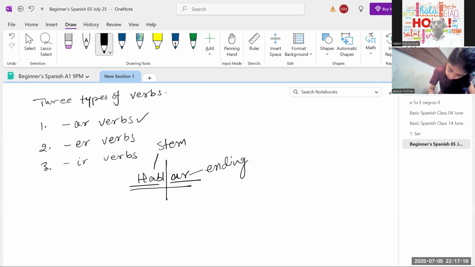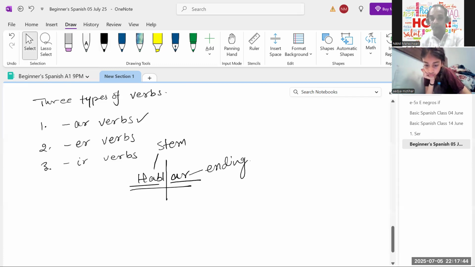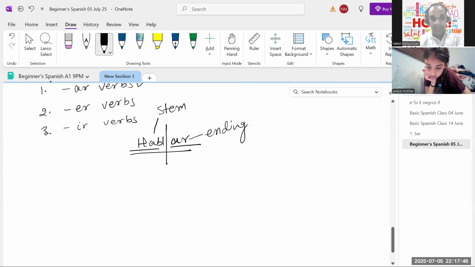Whenever we conjugate AR verbs, they always follow a set pattern. If you learn that pattern, you will be able to conjugate any AR verb in the world. You just need to learn the pattern. So for hablar, the stem is H-A-B-L.